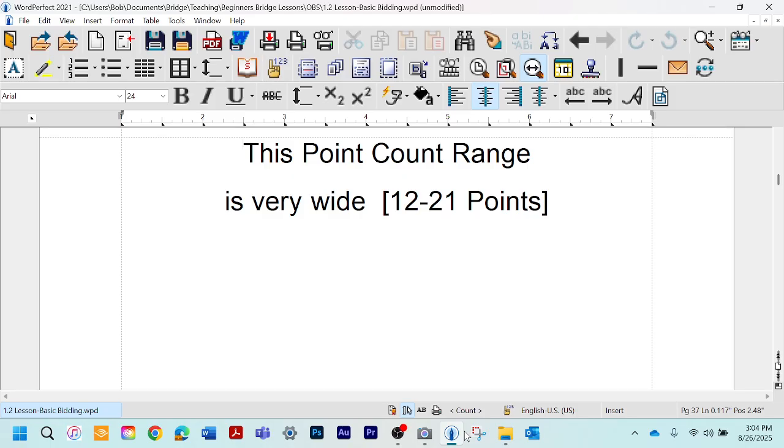So the point count range when you open one heart or one spade is very wide. I mean, if you, my partner, open one heart or one spade, you could have 12, you could have 15, you could have 18, you could have 21. All I know is you've got at least a 5-card suit in the majors, and I don't know what your point count is, but it's somewhere in that very, very wide range, and obviously we want to narrow that down.